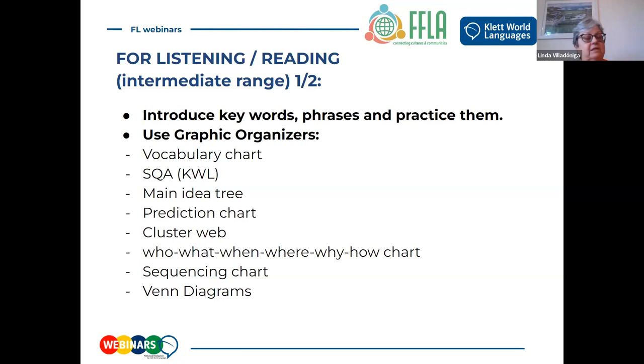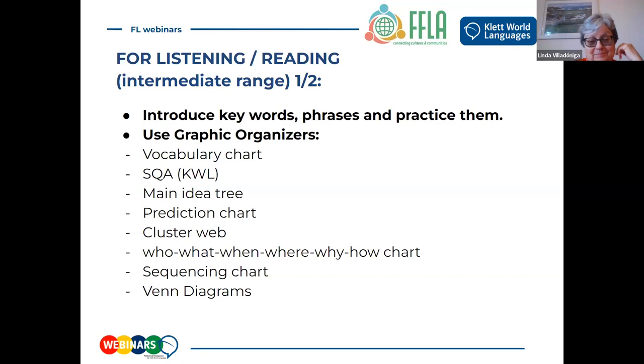If there are several paragraphs, then it should be easy to fill in. The who, what, when, where, why, and how chart again. Sequencing chart. By now, they should be able to say primero, entonces, después, luego, finalmente. They should be able to put things in sequential order. And the Venn diagram. Don't forget the handy dandy friendly Venn diagram to compare and contrast ideas. These never go out of style. They've been around as long as I've been teaching, and that's now almost 50 years that I started. So they've been around for a while.